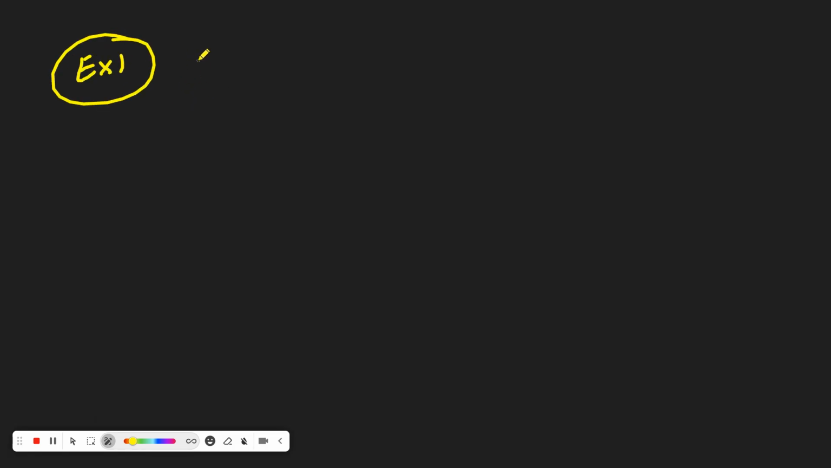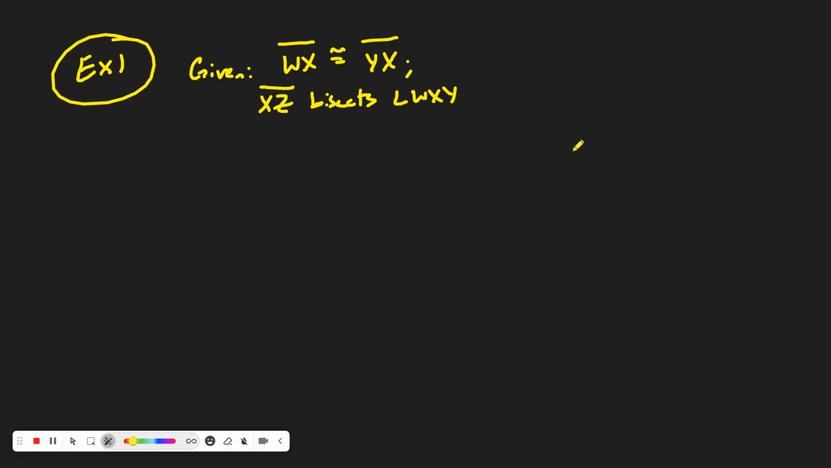Okay, so we are going to be given segment WX is congruent to segment YX, and segment XZ, I apologize, segment XZ bisects angle WXY. Okay, and here's our picture.